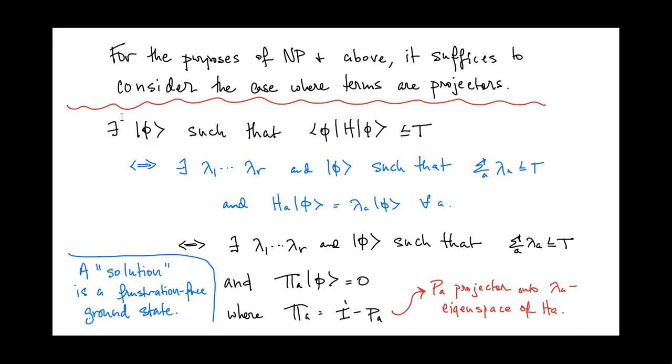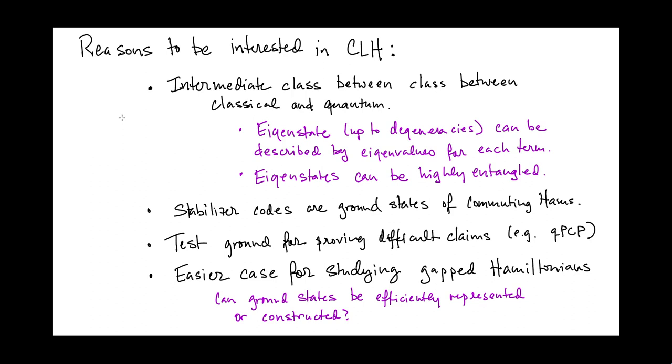Okay. So sometimes we'll refer to a solution, and the solution is now a frustration-free state. A lot of the time we'll bounce back and forth between these two. Okay, so why would we be interested in the commuting local Hamiltonian problem?